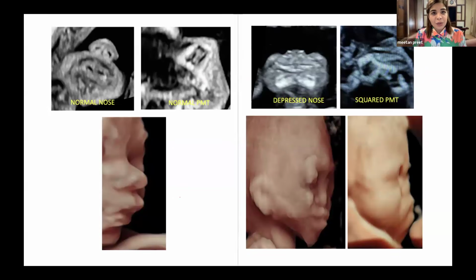If we look at the coronal section of the fetal face, that's a normal nose, normal nares, and mouth and nose. Whereas here you see a depressed nose, prominent cheeks, and from here itself I know that if I turn my probe 90 degrees into a facial profile, I'm going to get a Binder's face. A narrow and long normal PMT versus a square-shaped premaxillary triangle.